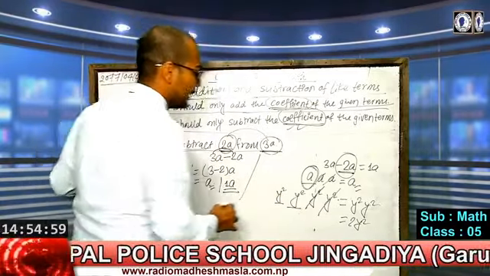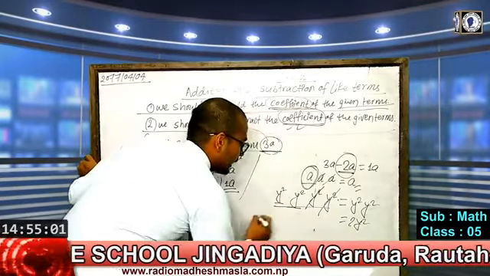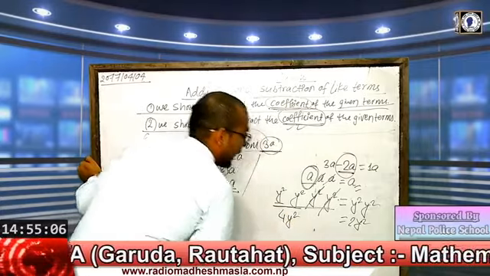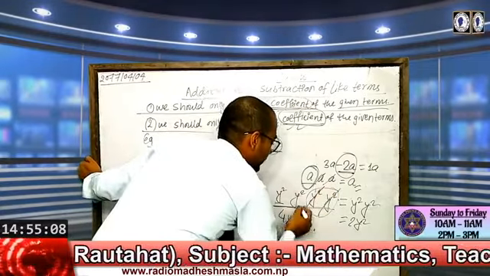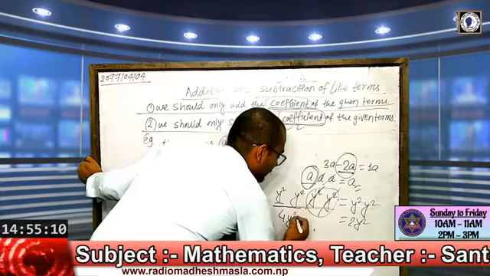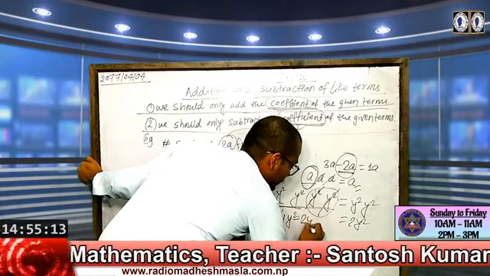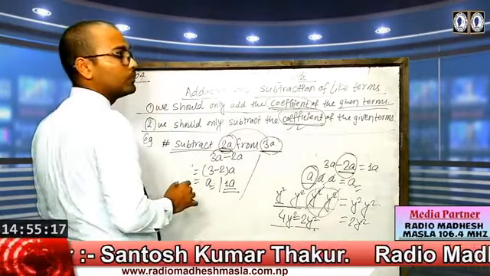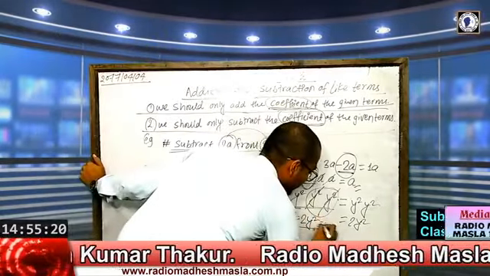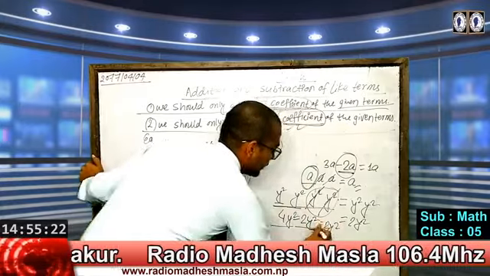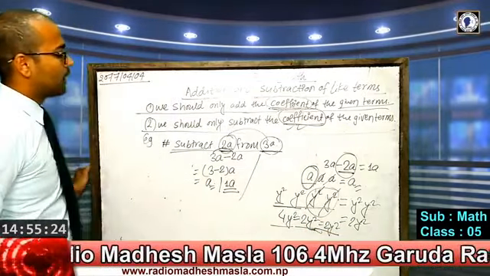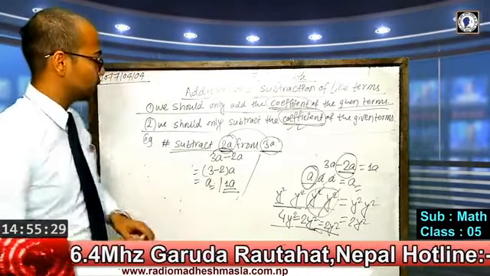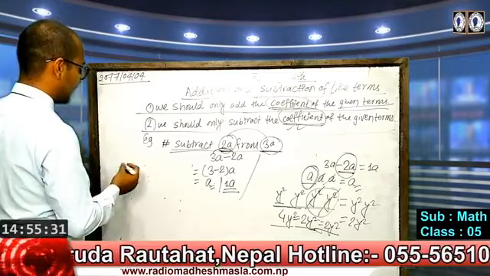In the same way, which one is the greater number? That means 4y square, and the crossed one is 2y square. That means minus 2y square. It means 2y square is subtracted from 4y square. Then we will get 2y square. In this way we can solve addition and subtraction of like terms. In the same way we may have questions sometimes.